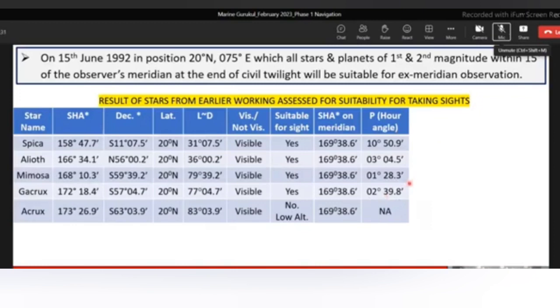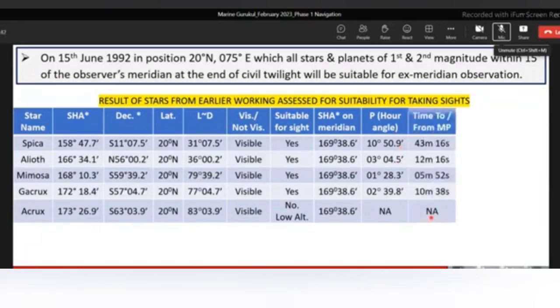Next we get the time to or from meridian passage by dividing this angle by 15 degrees 2.5 minutes. When we divide, we get time to or from meridian passage as shown here. This is 43 minutes 16 seconds and we have time for other stars also. So pay attention now, beta.